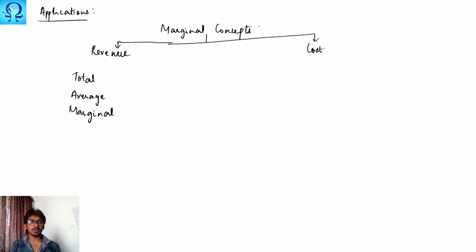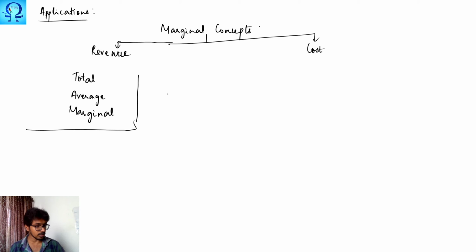And average cost is the amount per each product, that is simply total cost upon the number of units. The marginal revenue and the marginal cost involve the concept of differentiation. That is, what happens to the revenue or the cost when there is a slight change in the total number of units. That is what marginal revenue or marginal cost tells us. Okay, so these are the outline ideas.